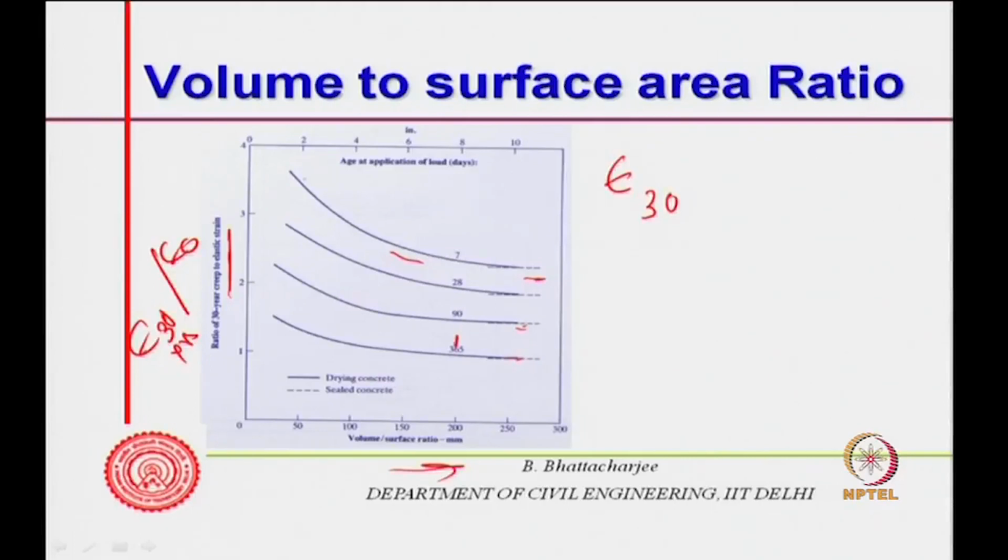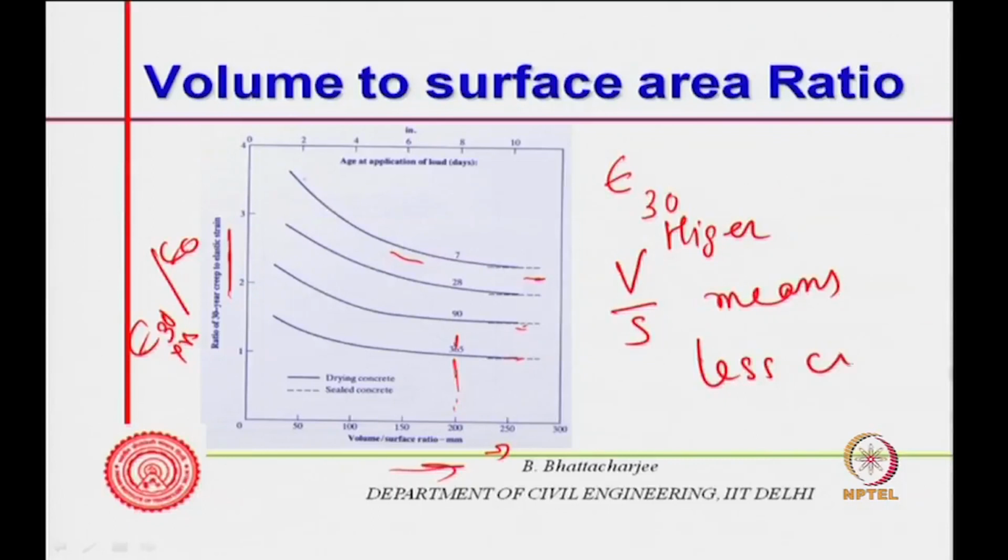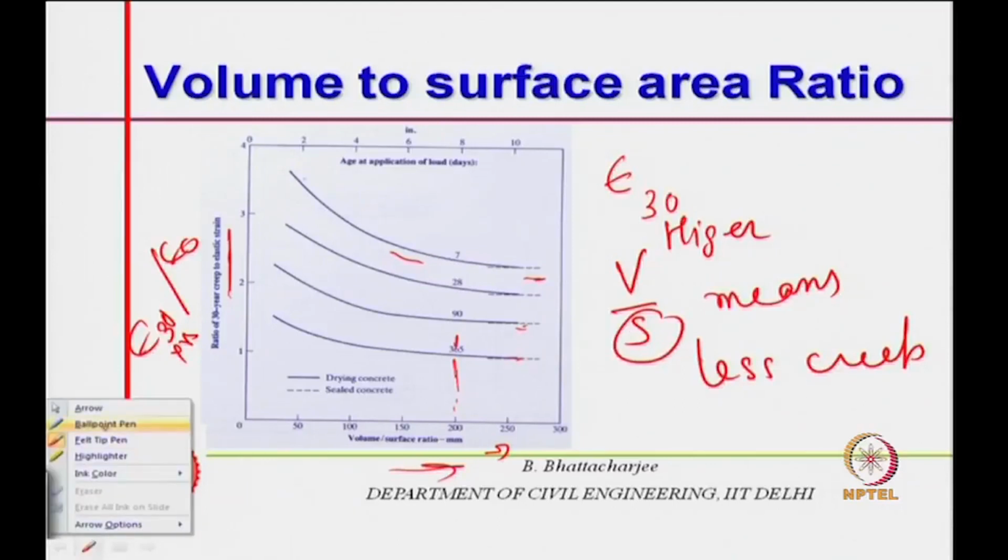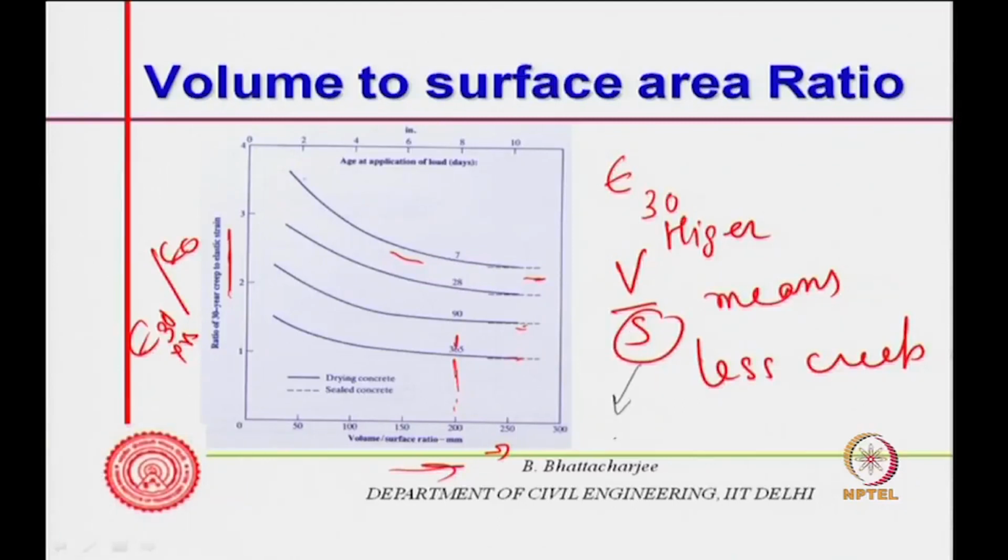So, 365 days at the edge. Now, the more the volume to surface area ratio, the less is the creep. Higher V to surface area ratio means less creep. Why so? Well, it is through the surface that evaporation occurs.